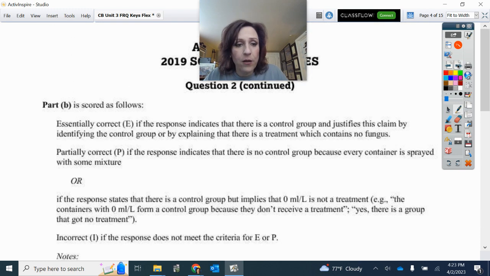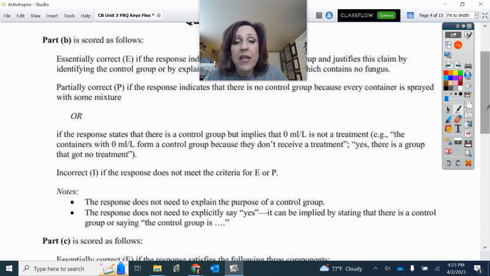Okay, and so now on to part B. It's essentially correct if you indicate there is a control group and justify this by saying the control group is the one where there is no fungus mixture. If the response indicates there is no control group because everyone is sprayed with some kind of mixture, that's partial credit.